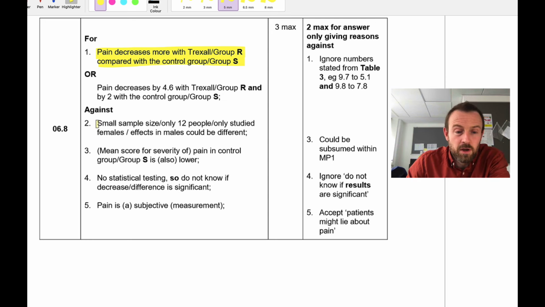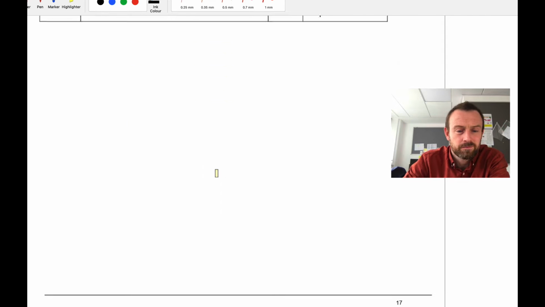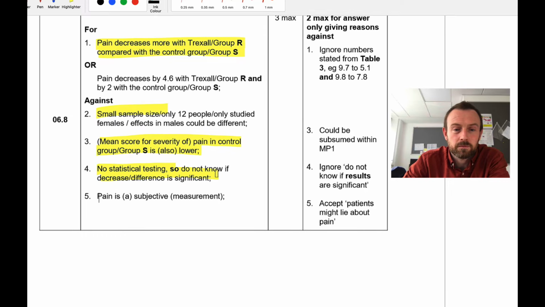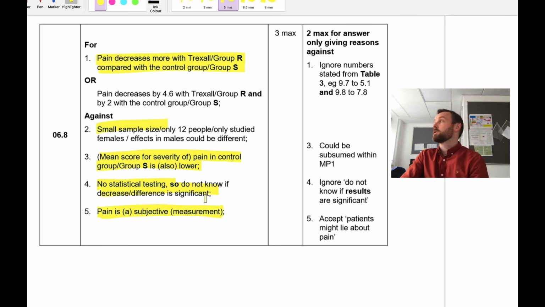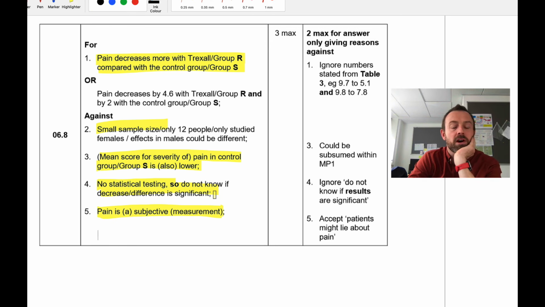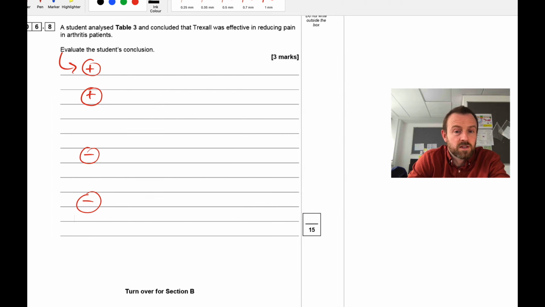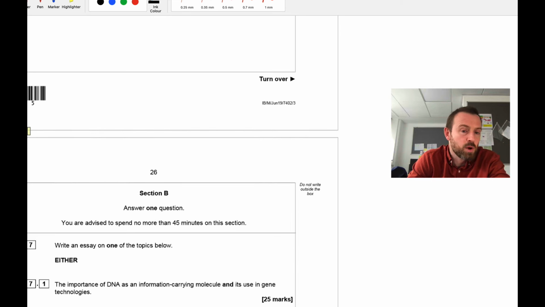Against small sample size. The mean score of pain in the control group is also lower, or it also reduces. There's no statistical test. Are there more points down here? Yeah, I did mention this when we were talking about the question, but I forgot it when I went to the answer. Pain is a subjective measurement, so self-reported pain is a tricky one because we can't be 100% sure that it's objective. That's why pain studies are quite difficult to do, because it's difficult to quantify it. It is in someone's brain, after all.